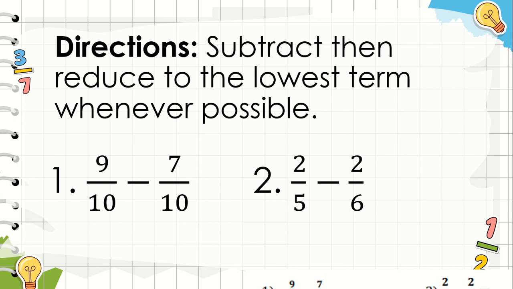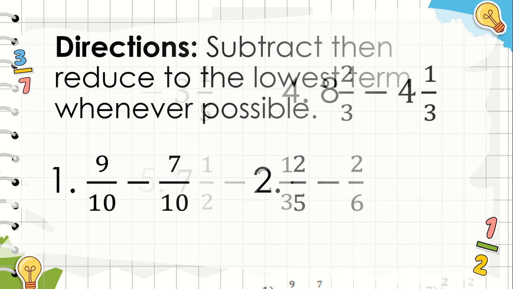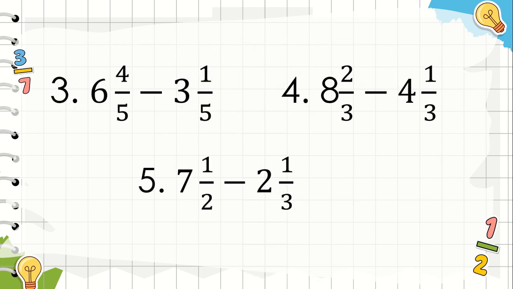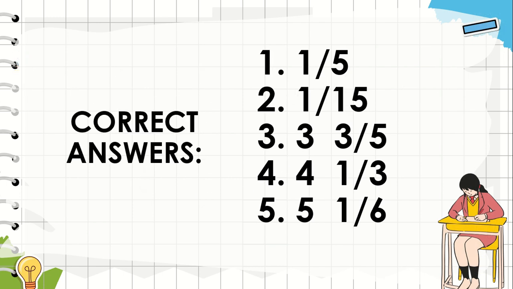Subtract then reduce to the lowest term whenever possible. For items number 1 and 2. Item number 3, 4, and 5. Here are the correct answers.